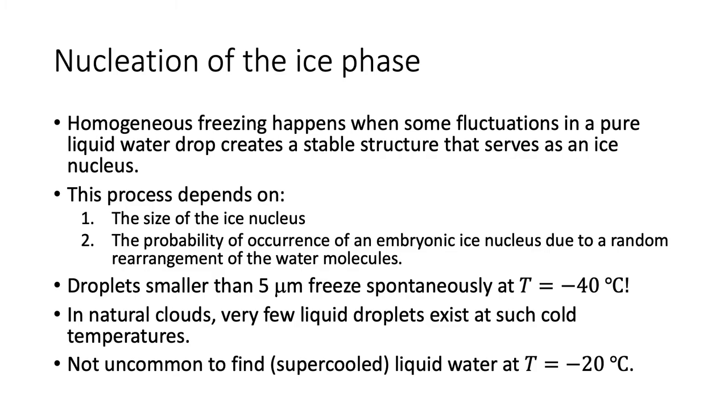Okay, something similar happens also in the atmosphere for ice, in that we also have a type of nucleation that is called homogeneous freezing, if you will. And you have homogeneous freezing whenever you are, first of all, at the right conditions of temperature and pressure, and then you have fluctuations in the water drop that make it such that a stable structure is created. What I mean by all this?